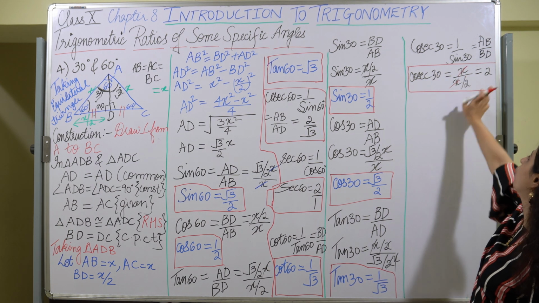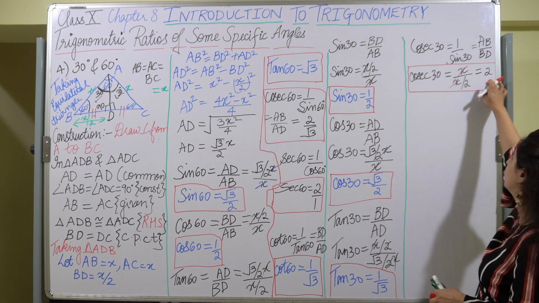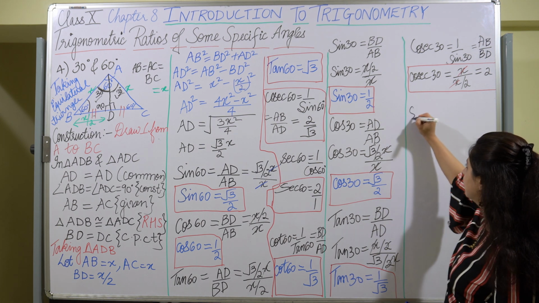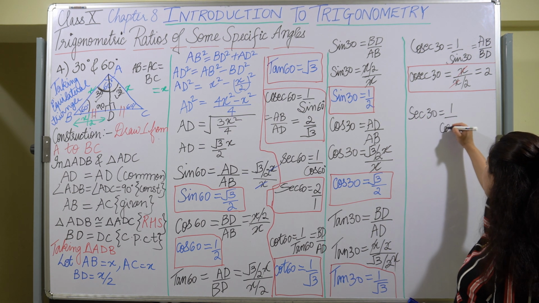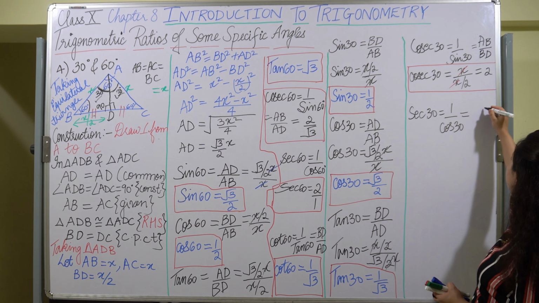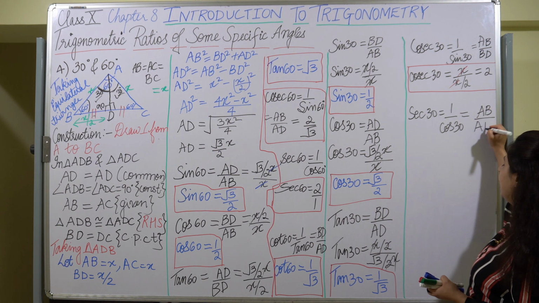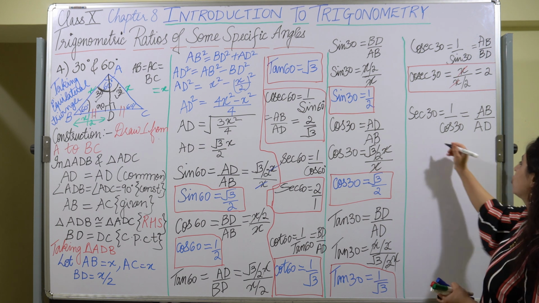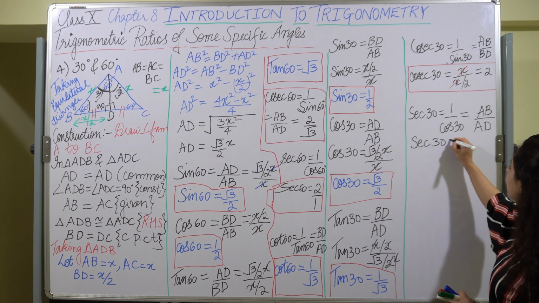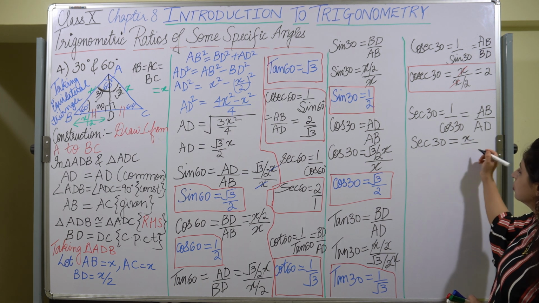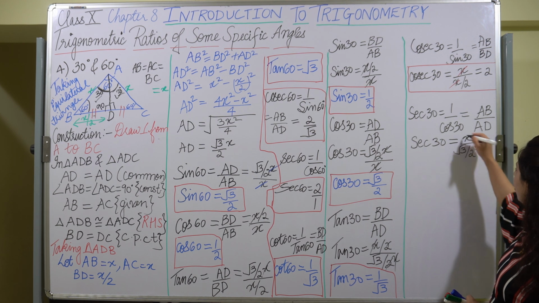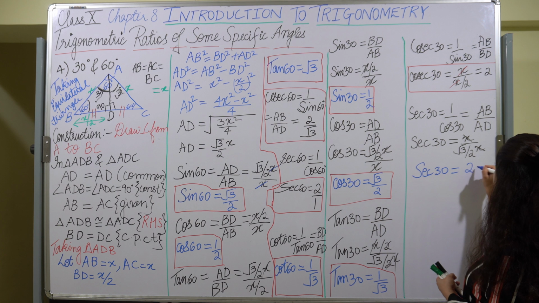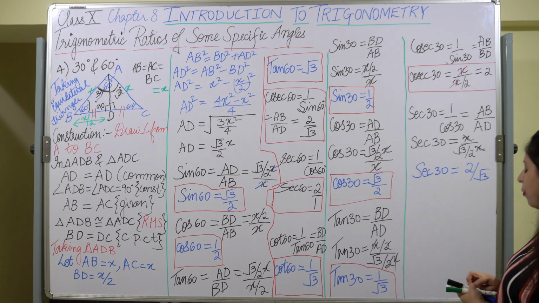When this goes upwards, it will be reciprocated, so we'll be left over here with 2 itself. Then comes the reciprocal of cos, which is sec, so sec 30 will be equal to 1 upon cos 30, so that means it will be equal to AB upon AD. Okay, so cos was base upon hypotenuse, so sec will be hypotenuse upon base. So again sec 30 will be equal to x upon root 3 by 2x. Okay, so sec 30 will be equal to 2 upon root 3.